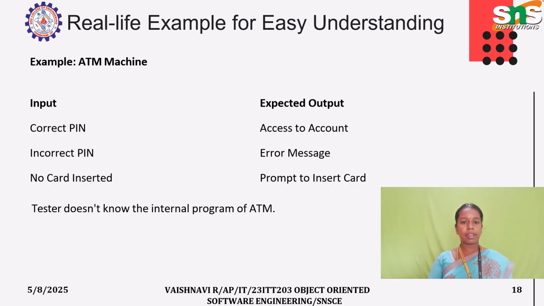Real life example will be the ATM machine. Here we have the input. If we give a correct pin as input, the expected output will be access to the account. Like this, we have the test cases.